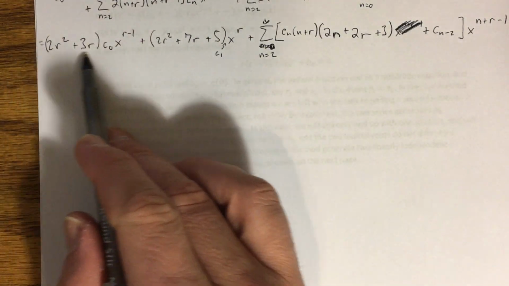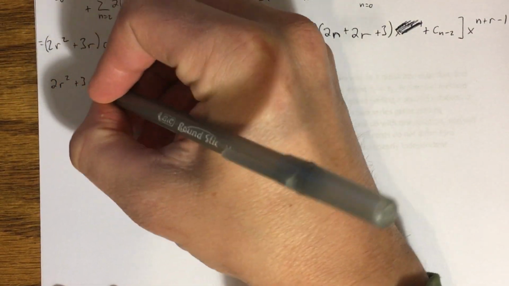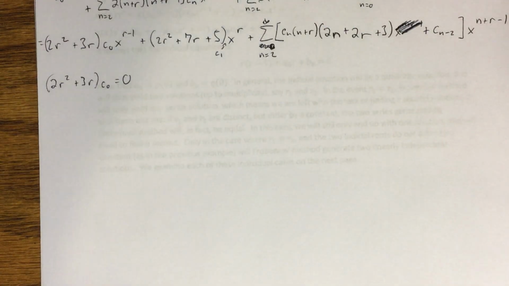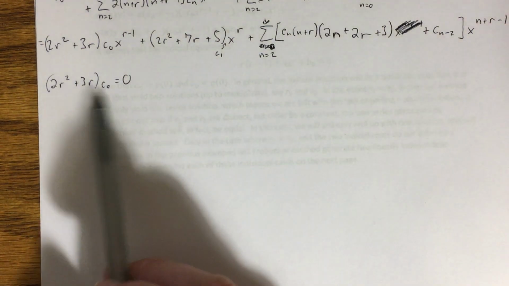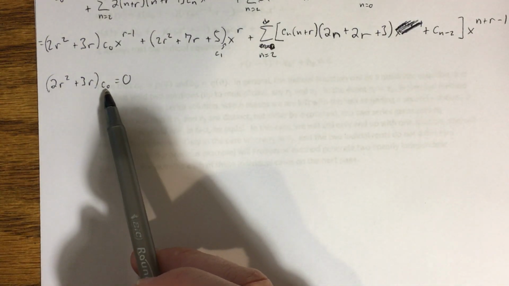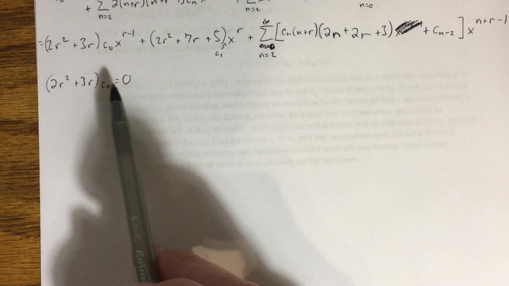So I'm going to take this guy, set its coefficient equal to 0: (2r squared plus 3r) times c naught equals 0. Now again, the goal here is to solve for r, right? And remember, c naught is kind of like a parameter. It can equal anything. So it's not helpful if c naught is equal to 0, because that reveals nothing about r. So let's assume that c naught is not equal to 0.